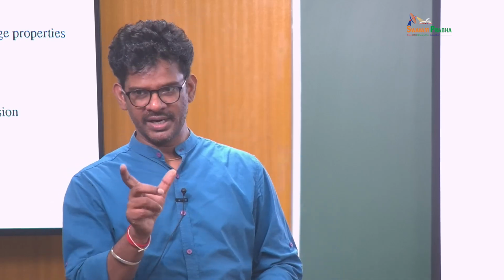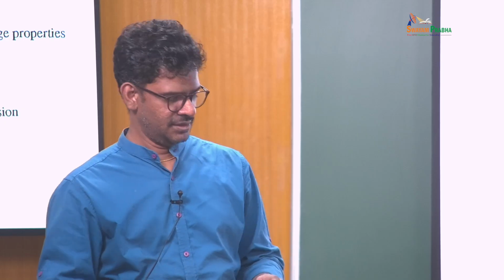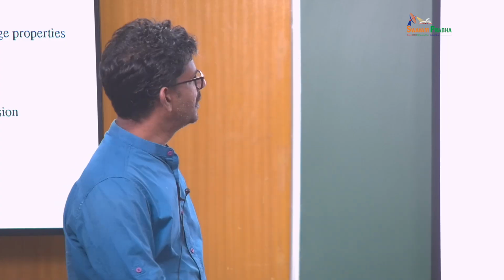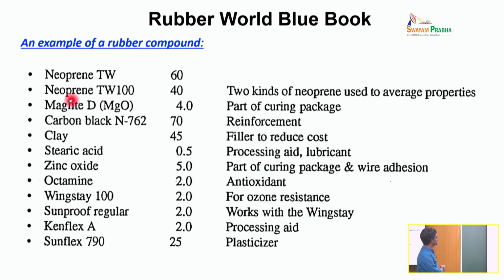For every 100 parts, let's say by weight, then you add various other things. They add these two neoprene polymers because they want to get some sort of average property of both of these polymers. Then they add something called Maglite, which is magnesium oxide, as a part of the curing package. Then carbon black N762. So this is a commercial index.